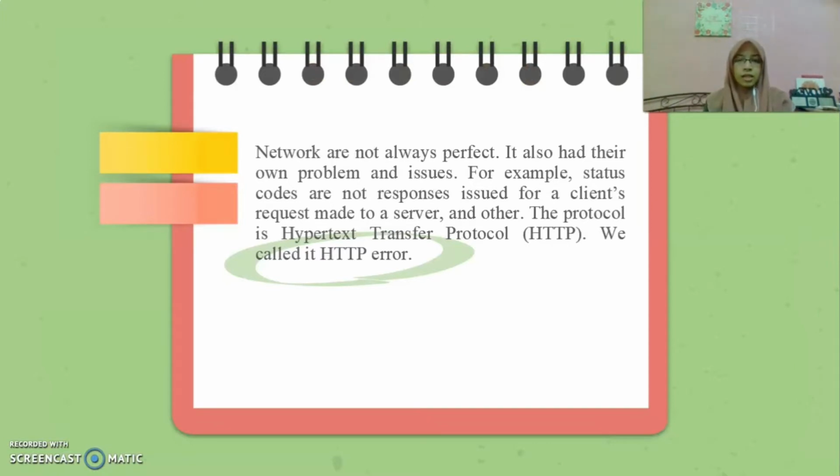However, networks are not always perfect. Networks also have their own problems and issues. For example, status codes can indicate a response issue for a client's request made to a server. The protocol is the hypertext transfer protocol, HTTP, and the problem is what we call an HTTP error.